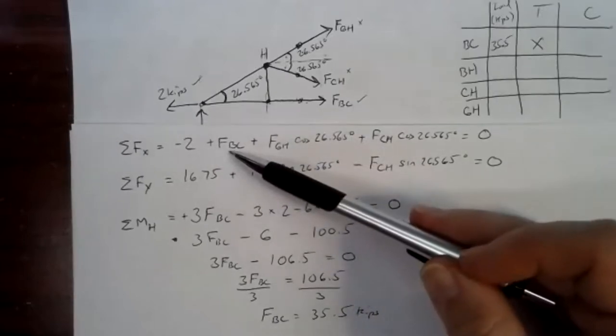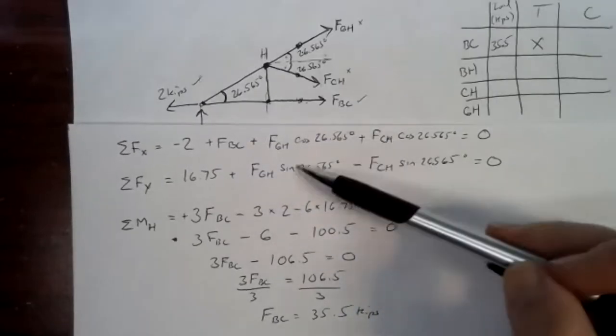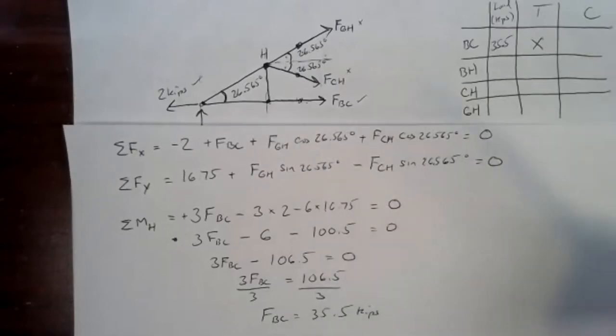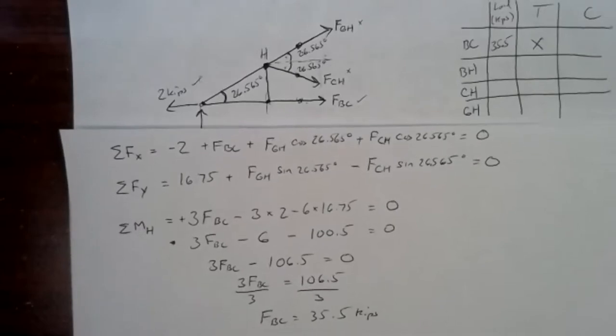Once we plug in for FBC, we've got FGH sines and cosines. We've got FCH sines and cosines. Fortunately, they're not bad to deal with. We can clean these up pretty easily and solve them without too much difficulty. They're not as bad as they could be. But I'm going to have to go on to another sheet of paper to work with these. So prepare yourself for that.